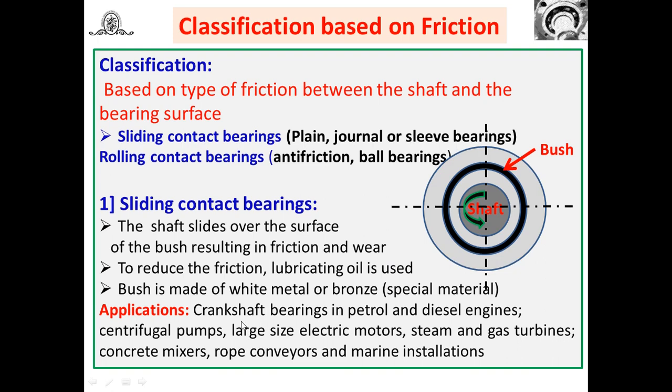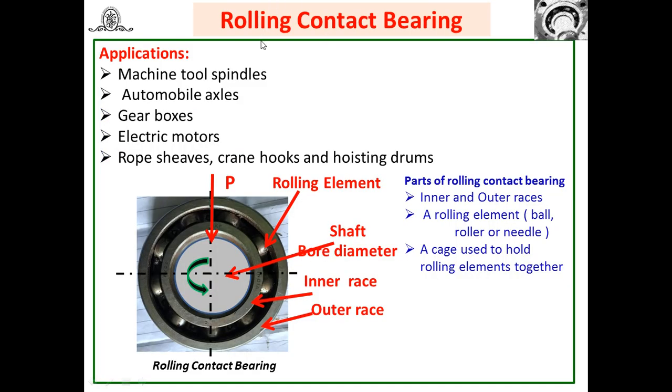Such bearings are used in crankshafts, in petrol and diesel engines, centrifugal pumps, large size electric motors, steam and gas turbines, concrete mixers, rope conveyors, and marine installations. Sliding contact bearing: this is one classification based on friction. Another classification is the rolling contact bearing.